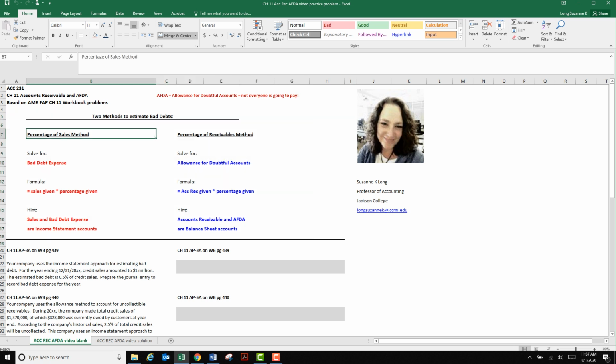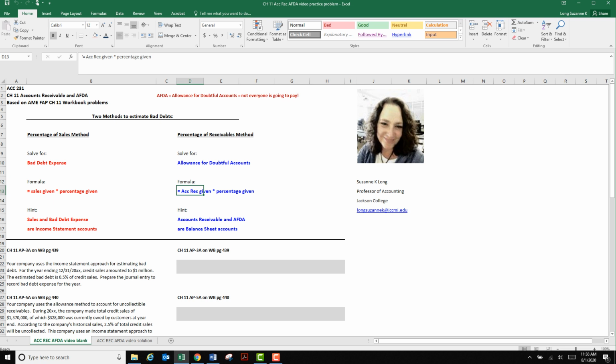When you're doing the percentage of sales method, you're solving for bad debt expense. And this is how you do it. You do sales times the percentage. And when you get whatever number, you get bad debt expense. When you're doing the percentage of receivables method, big surprise, you're going to take receivables times a percentage. And when you get whatever number, you're going to get the ending balance in allowance for doubtful accounts.